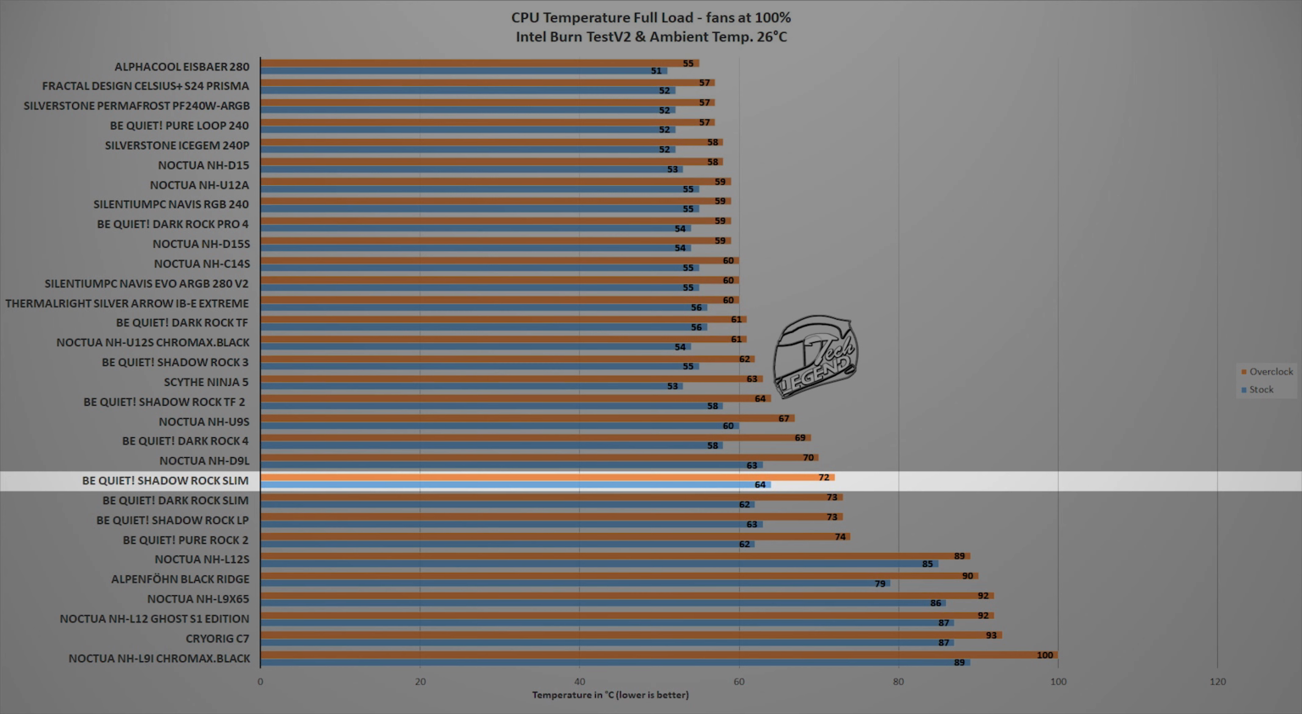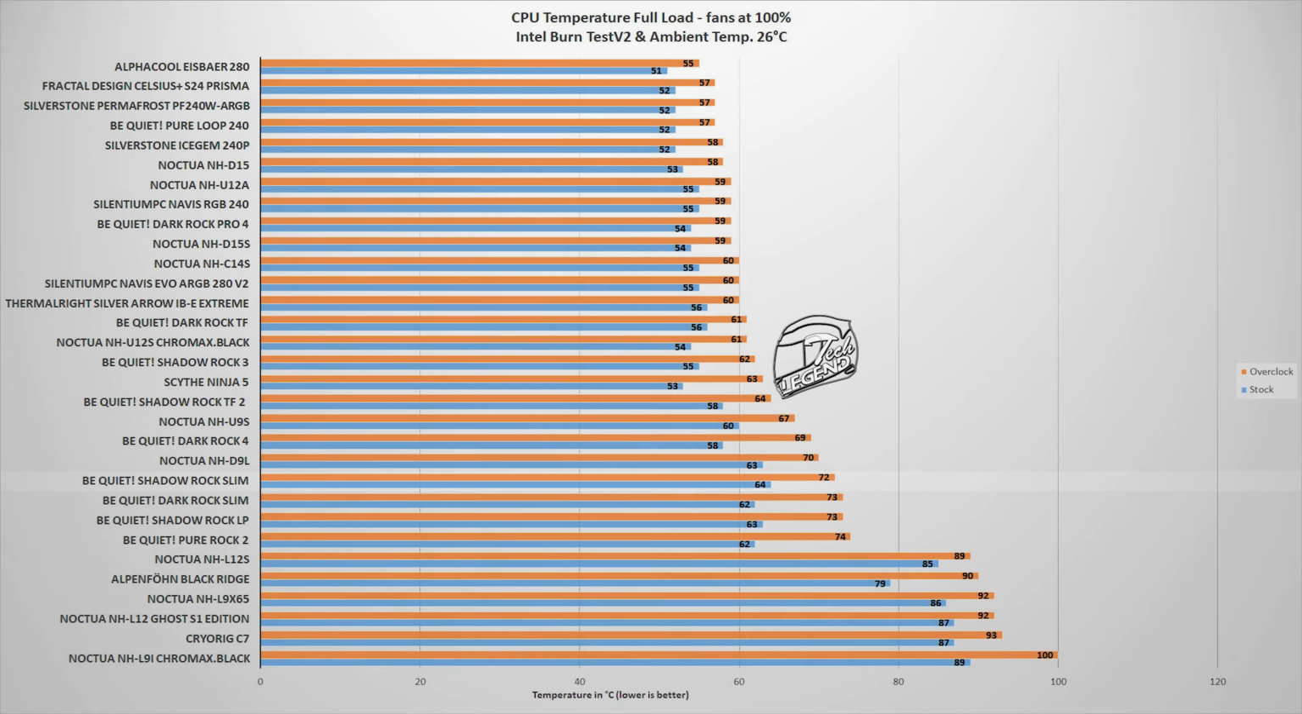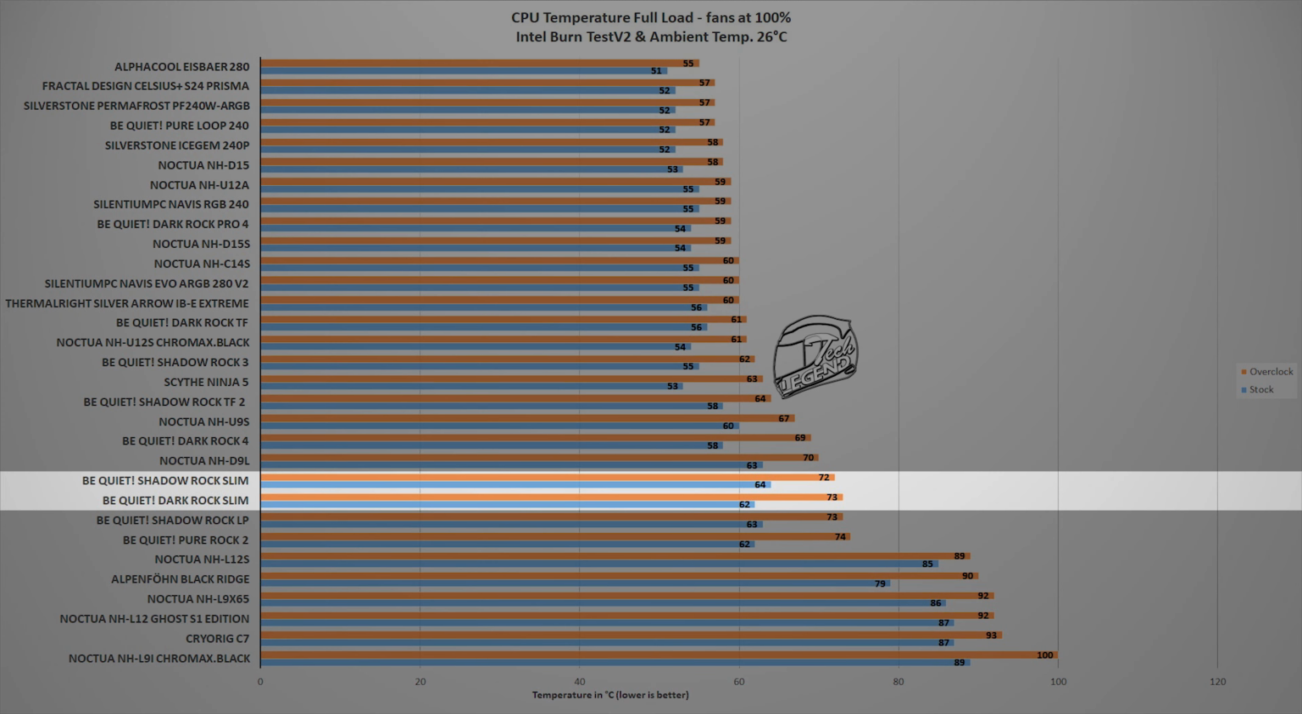This places the Shadow Rock Slim 1 degree ahead of the Dark Rock Slim. And you might ask yourself, why is that? Well, because the Shadow Rock Slim has a bigger heatsink and uses a bigger fan overall, so that's your difference.